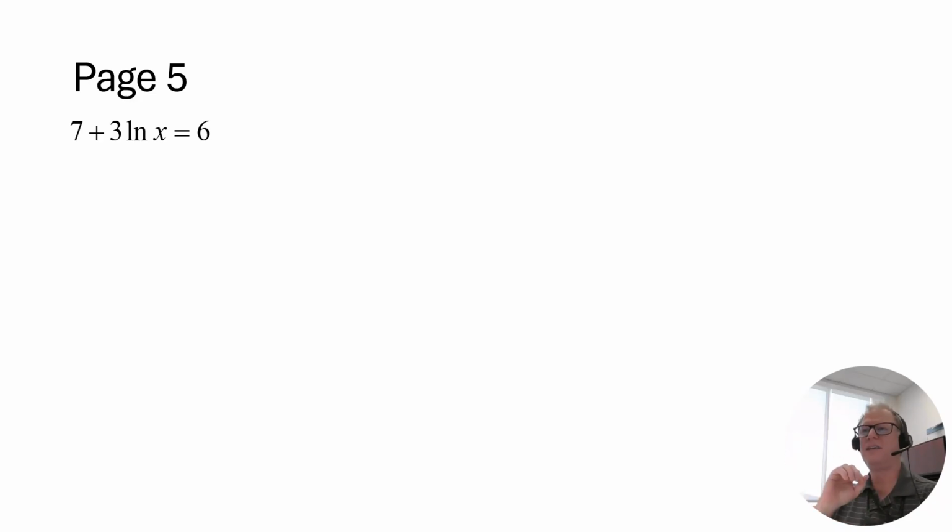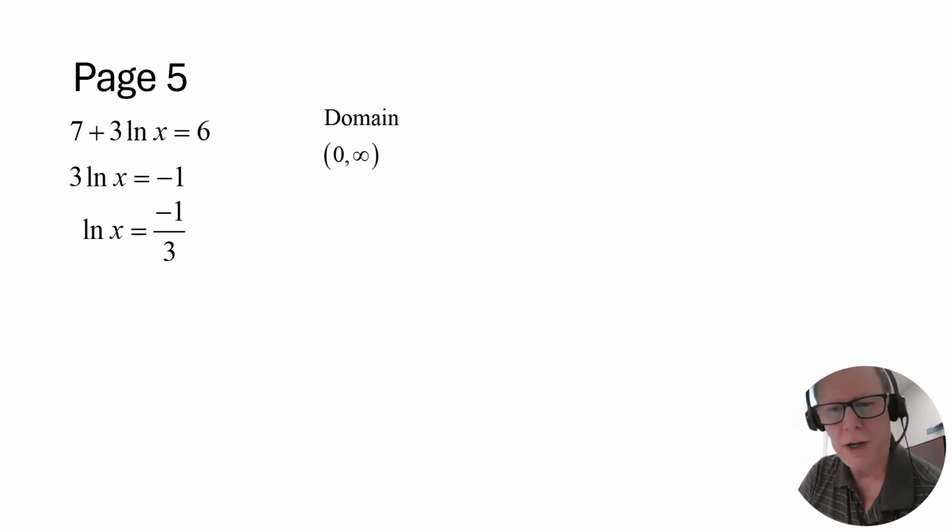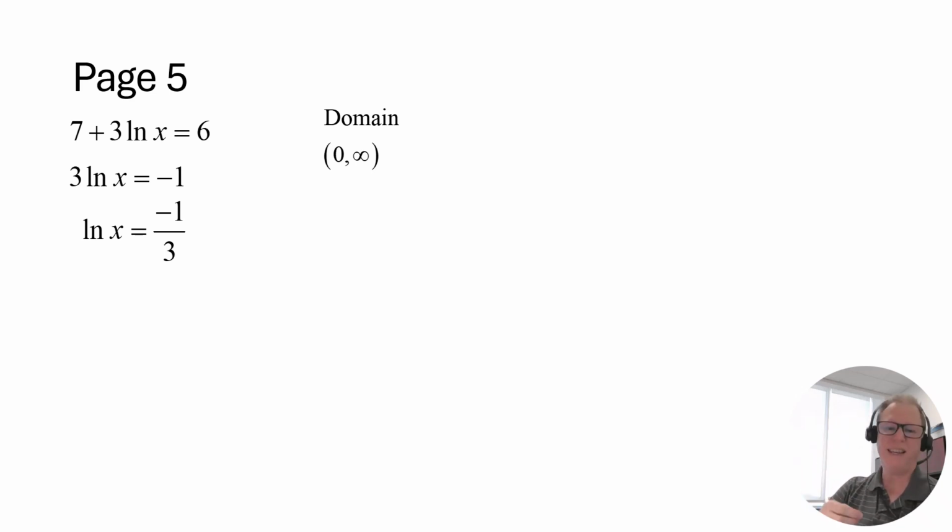So this one only has a single logarithm, so I'm going to isolate it, subtract the 7, divide by the 3. I'm looking at the domain there. I'll talk about that at the end. And now that you've isolated the logarithmic function, use the definition to turn it into an exponential. So the base of the natural log is e. So we'll have e to the power of that number on the right equals x.